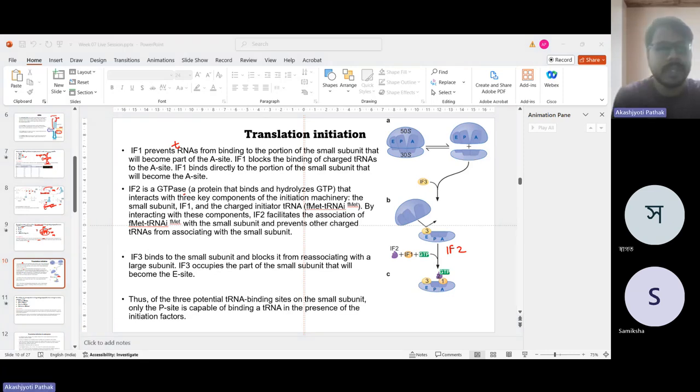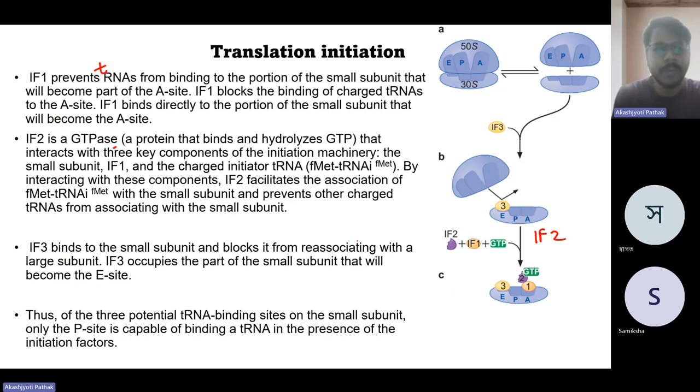Now IF3 binds to the small subunit and blocks it from reassociating with a large subunit. IF3 occupies the part of the small subunit that will become the E site. So the E site is occupied by IF3, and it also prevents the initiator tRNA from binding to this site, and it also prevents the large subunit of the ribosome, the 50S, from associating with the small subunit.